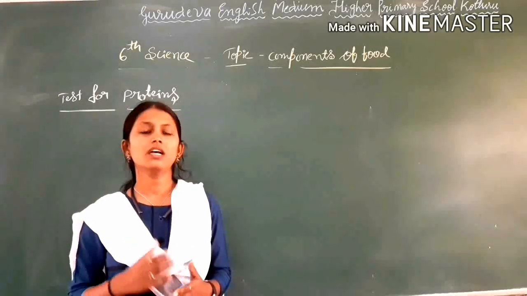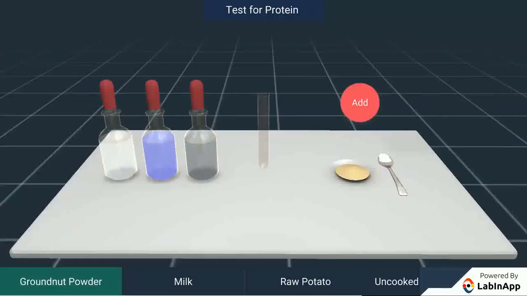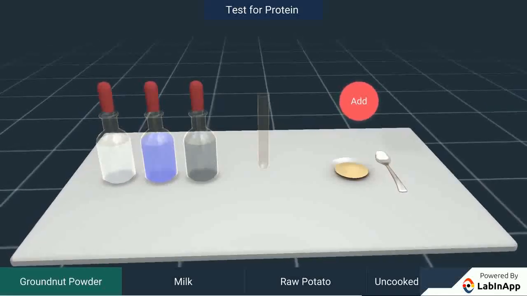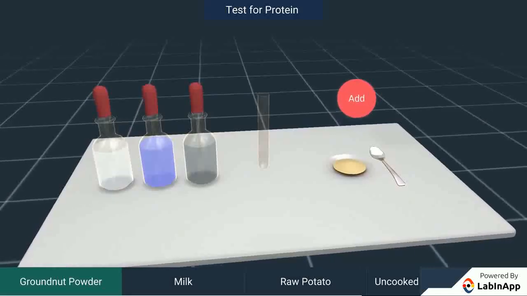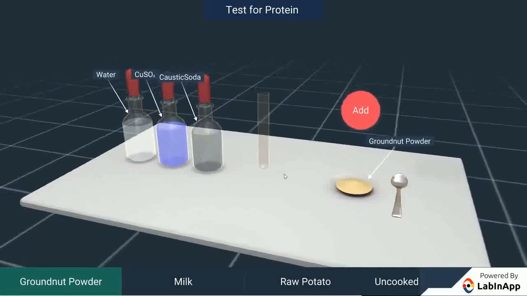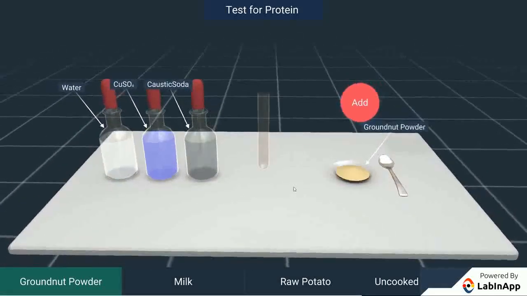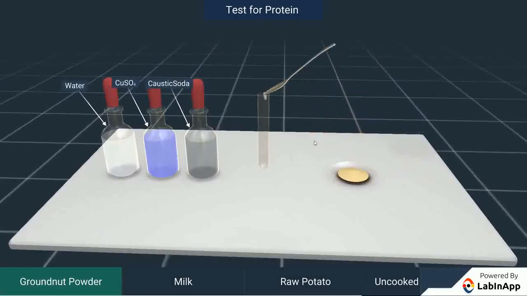Now we will do this test for proteins experimentally. We know that food items contain different components like carbohydrates, proteins, fats, vitamins and minerals. Let us test different food items for the presence of proteins. Here we have taken groundnut powder, water, copper sulfate solution and caustic soda. Take groundnut powder in a test tube and add some water to make it a paste.